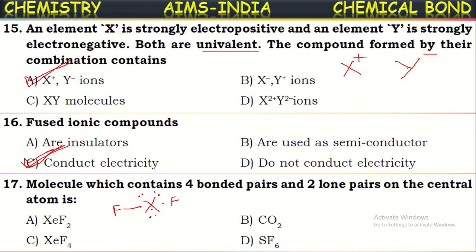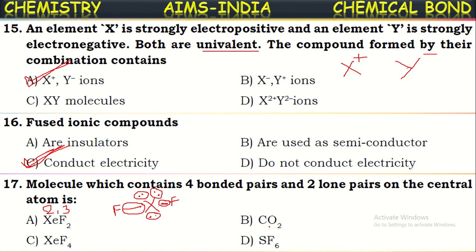What happened here? Now we can say these two are bond pairs and these three come under lone pairs: 1, 2, 3. So 3 lone pairs and 2 bond pairs here.